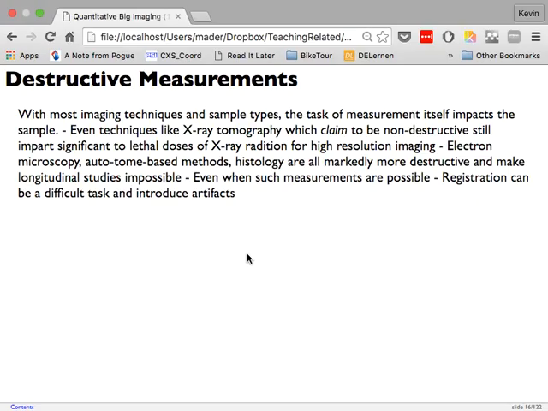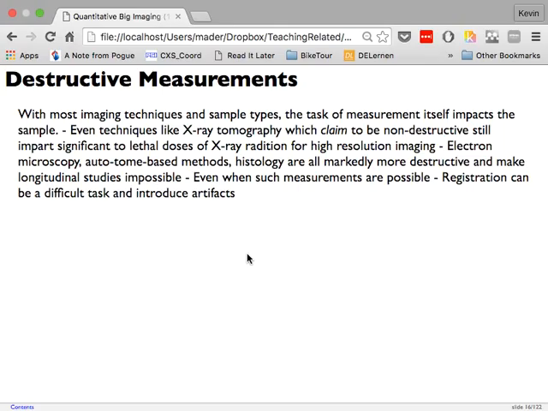But in most experimental setups, so pathology, high resolution X-ray imaging, electron microscopy, any methods where you're slicing things up, your sample's destroyed. And so when you take one measurement or one time point, you can't easily take another time point because the sample is gone. You can't measure the same thing that you measured before.